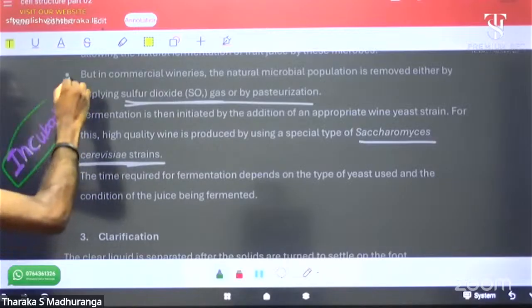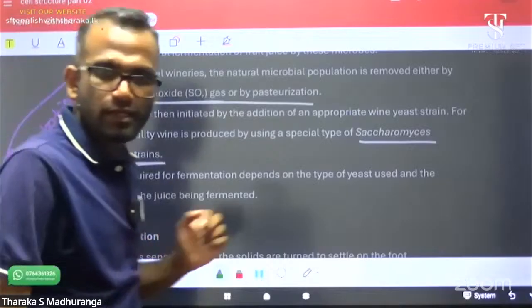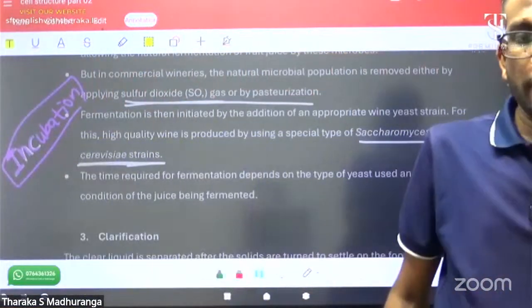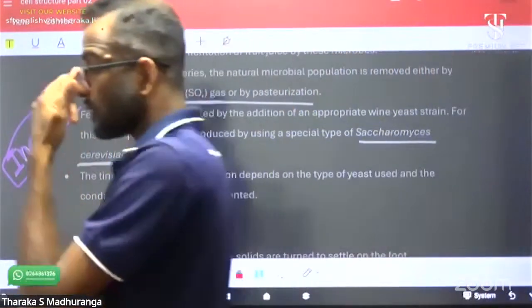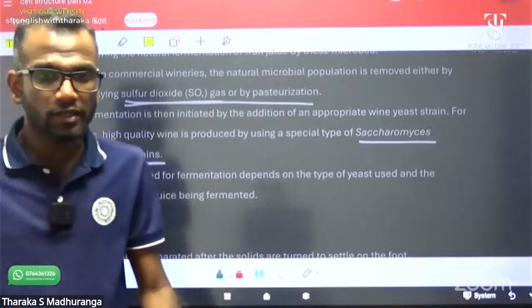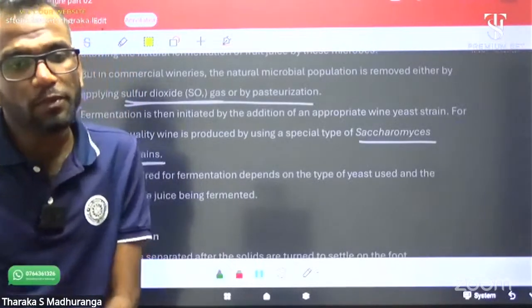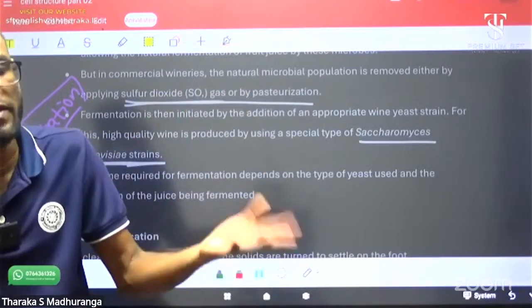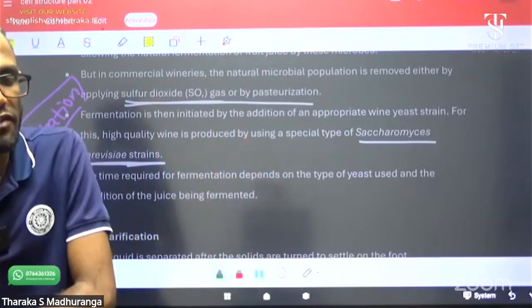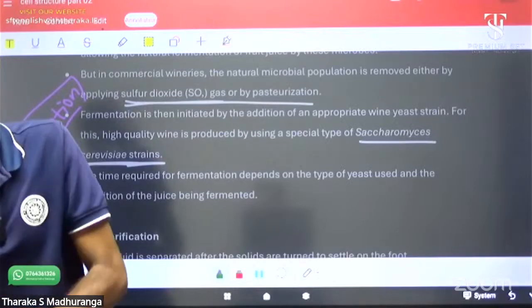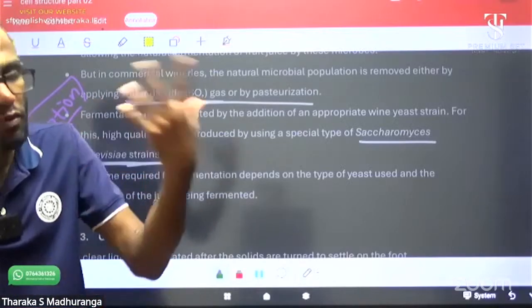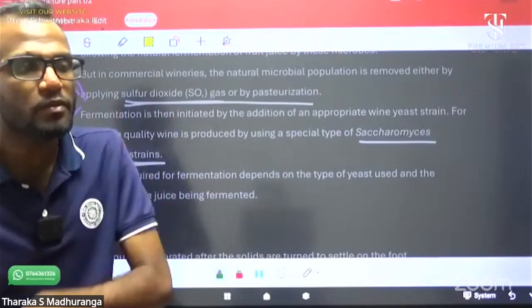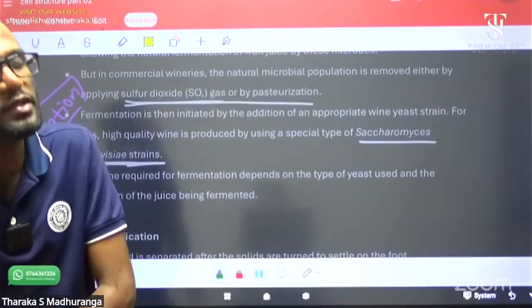We also say incubate for eggs, right? Yeah, incubation means providing suitable conditions, temperature, relative humidity, moisture, suitable conditions for microorganism development. That's called incubation. Okay, now let's look at the first point.